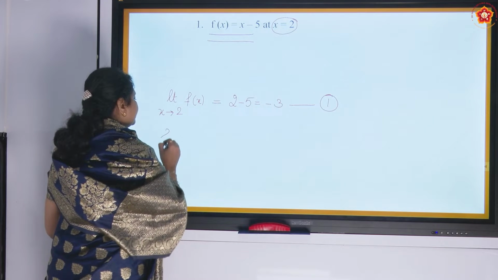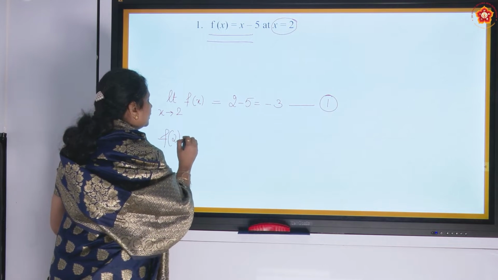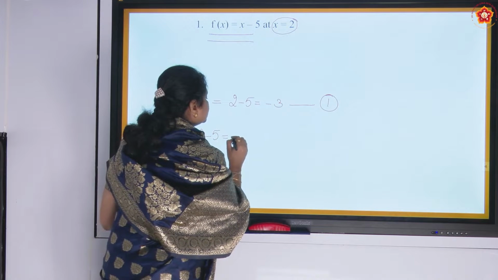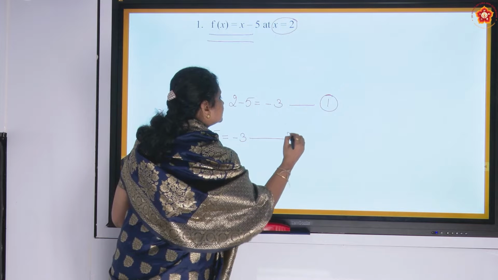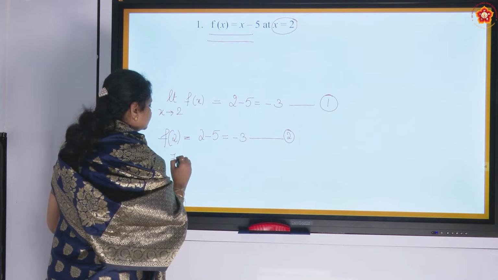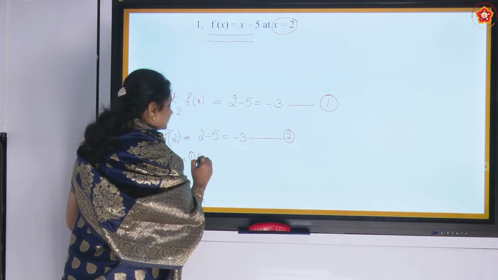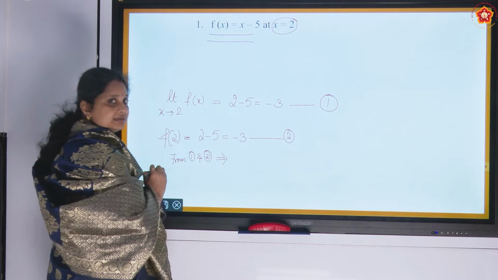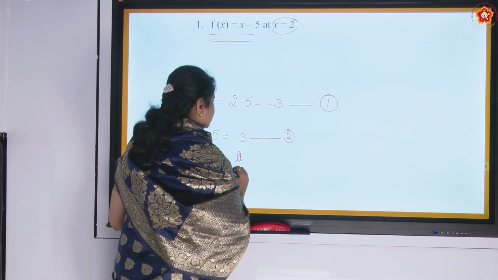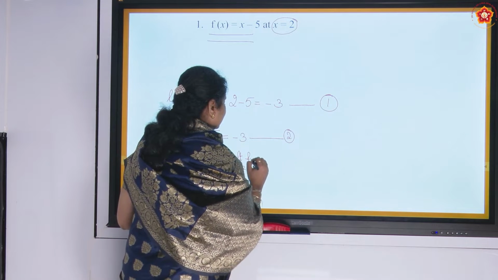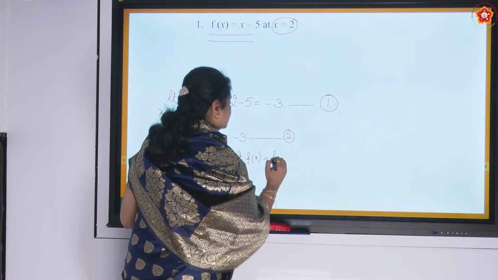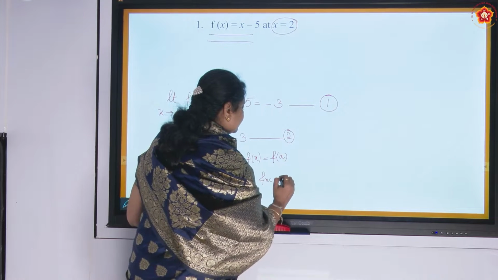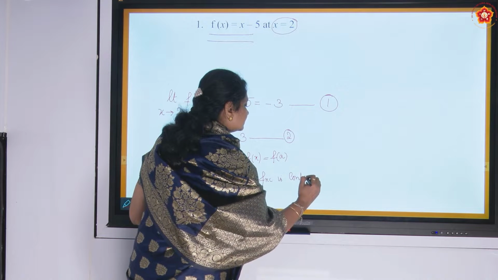Now let's find what is f of 2 value. What is f of 2? F of 2 is again 2 minus 5, that is equal to minus 3. This is my second result. From 1 and 2, it is clear. It implies that limit x tending to 2, f of x is equal to f of a. Therefore, function is continuous.